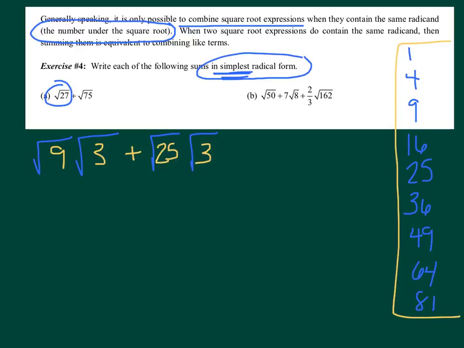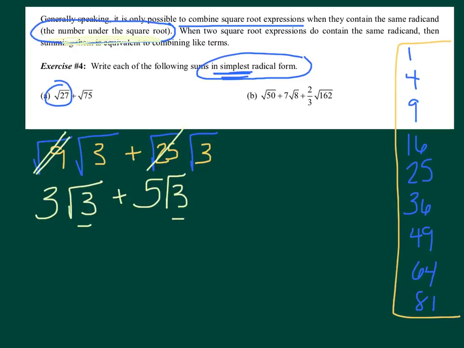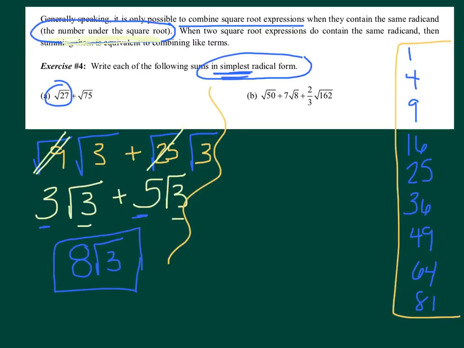Now I'll just go through and simplify. I know the square root of 9 is 3, radical 3, plus the square root of 25 is 5, radical 3. Now notice, is the number under the square root the same? Radical 3 and radical 3. It is. So now we simply just add the outside terms. That gets me a total of 8 radical 3. All right, let's attack the next one.